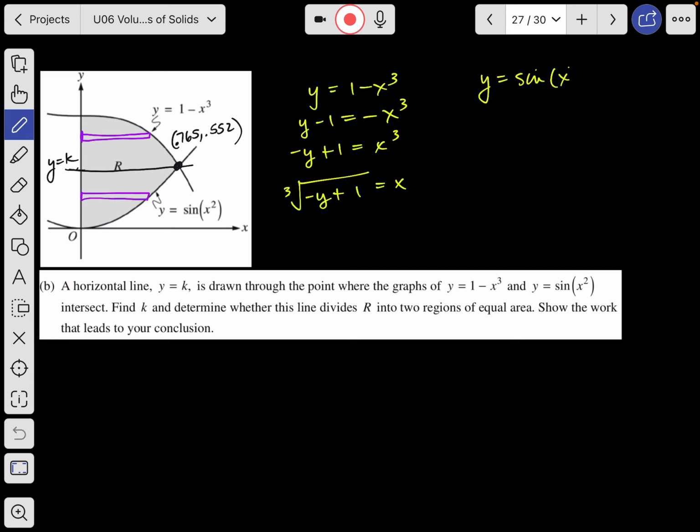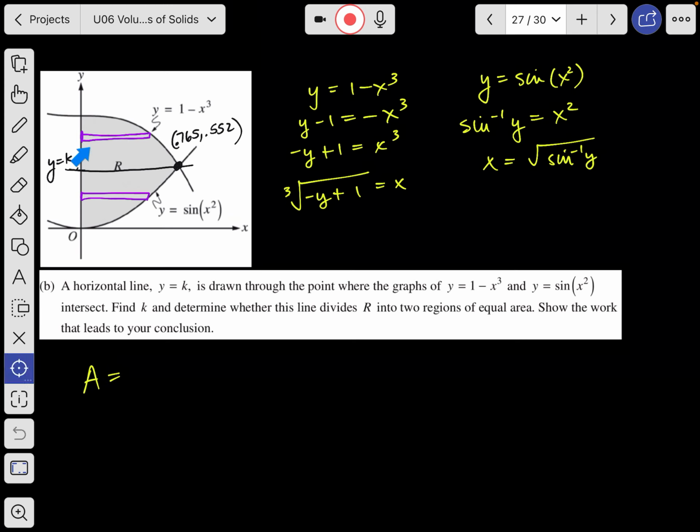All right, and then in the second equation, y equals sine x squared. To undo sine, we do inverse sine. So sine inverse of y is equal to x squared, and then we square root. So x is equal to the square root of sine inverse of y. All right, so now they're both in terms of y. And we want to see if these areas are the same.